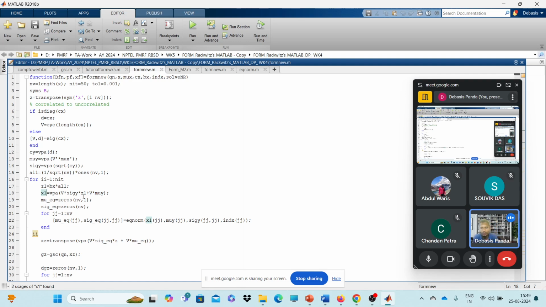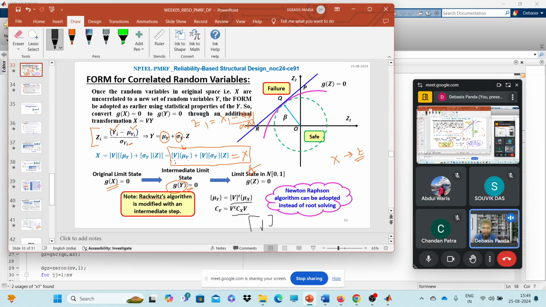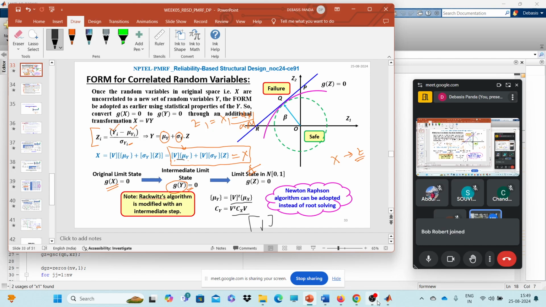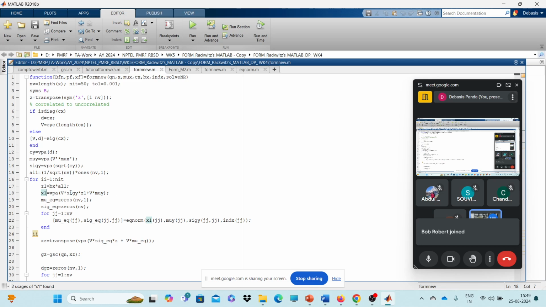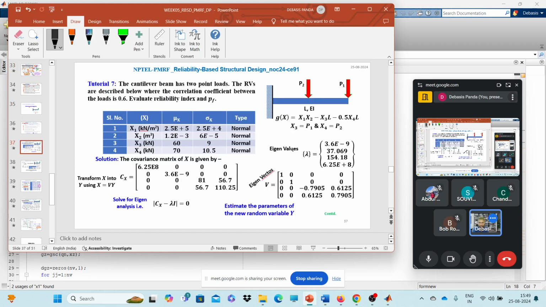So what was the transformation? The last transformation from x directly to z: V into mu y plus V into sigma y into z, and that is equal to x. Precisely that I have done here: x1 is equal to V into sigma y multiplied by z1, and the last part, V into mu y, is nothing but that transformation.